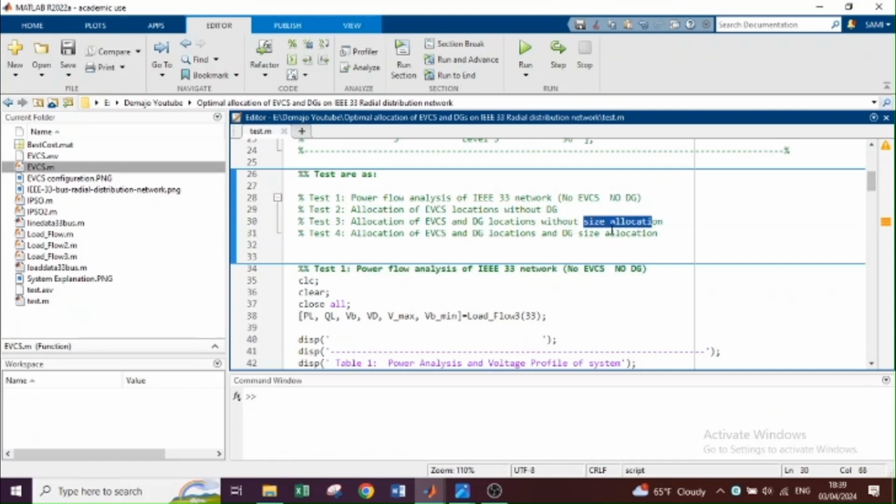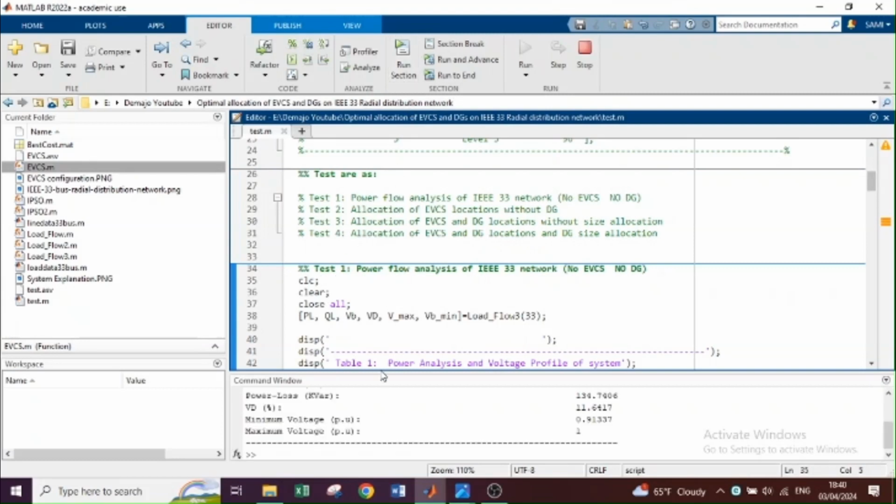The third test will consider the DG locations, but still with constant sizes for the DGs. We don't let the PSO method determine the size for the DGs, and we'll monitor again the power loss, voltage deviation, and minimum and maximum voltage. In the fourth test, we're going to consider the EV charging station locations, DG locations, and sizes. So we let the system determine the size.